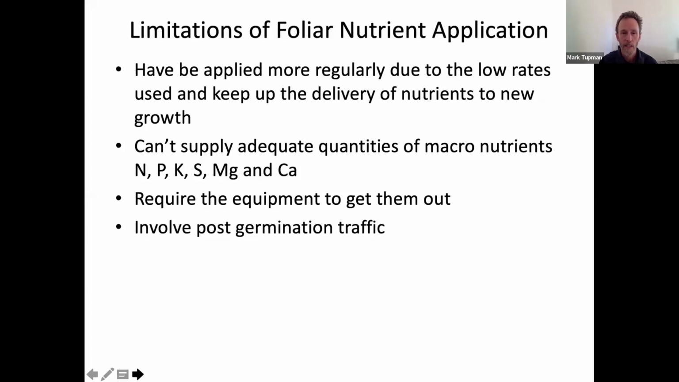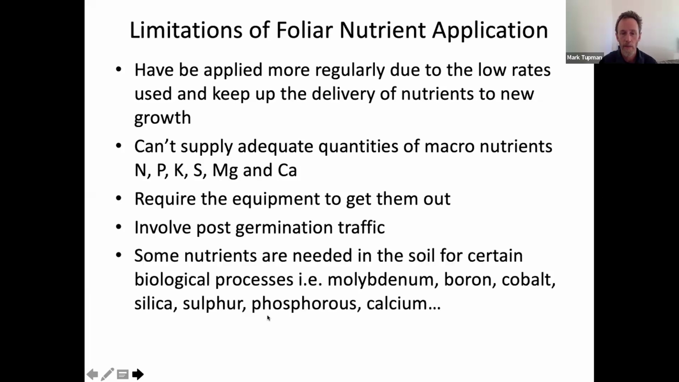Some nutrients, of course, are needed in the soil as well for various processes, and for the roots of the plant, the biology in the soil, etc. So foliar, again, is just part of the program. It's not going to be the whole shebang.